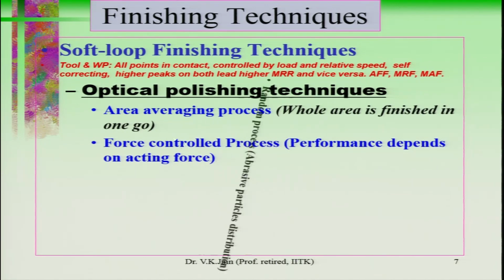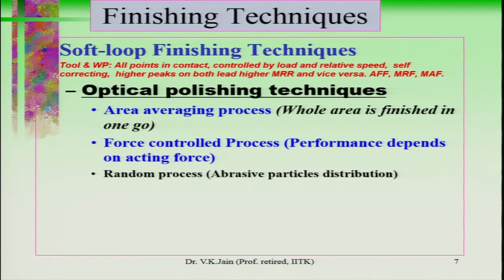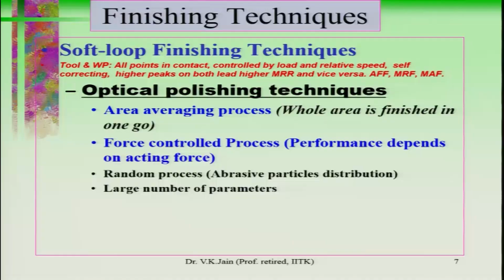And then you have a random process, where abrasive particle distribution is very random. It is not something like turning on a lathe machine where a fixed tool is there, one single tool, or milling where fixed cutters are there. Here the cutting tools are normally the abrasives, and they are randomly distributed in the medium.